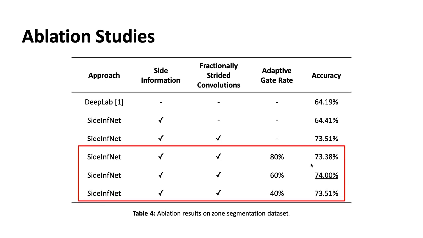In addition, we also observe slight improvement in performance when we include our conditional adaptive gates into the model. SideInfNet achieves its best performance with an execution rate of 60%, meaning that the gates allow an average of 60% of layers to be executed on a single forward pass. In addition, this also slightly improves computational efficiency during inference time.